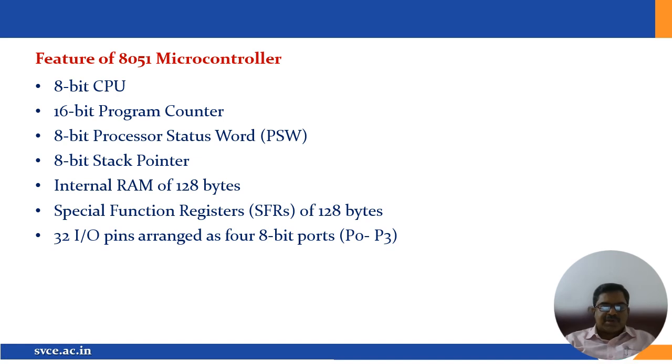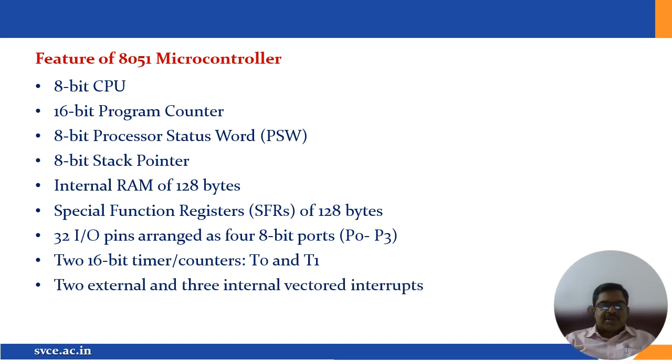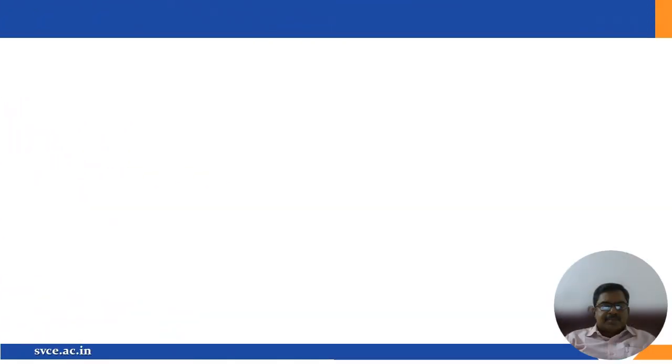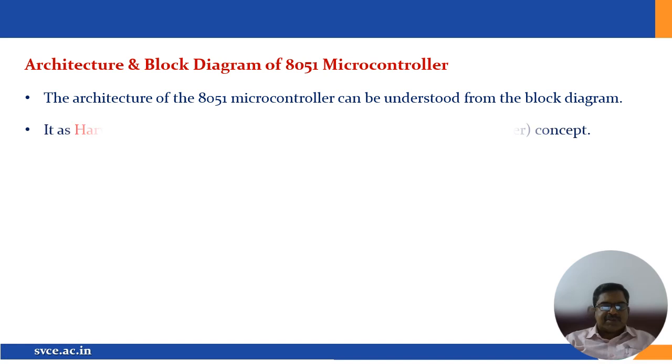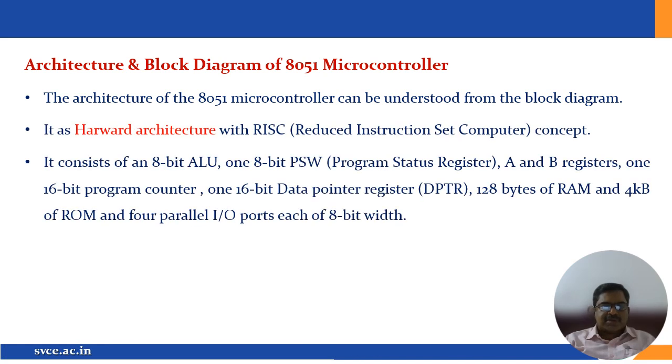I will show you in a block diagram or architecture: P0 to P3, two 16-bit timers and counters, T0 and T1, two external and three internal vectored interrupts. So interrupts are directed interrupts here, and one full duplex serial I/O. So this is the architecture. I will show you the architecture.